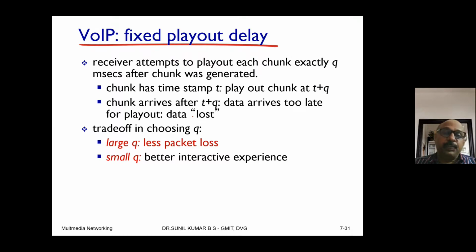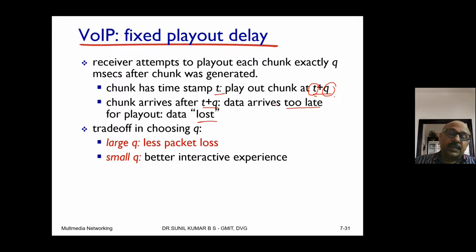Now the fixed playout delay, wherein you will be having a chunk exactly of q milliseconds, and it was generated and it has got a timestamp of t, that is, play out the chunk at the rate of t plus q. The reason is the chunk play out time is q and the timestamp is t. So it will require t plus q time to play out. If the chunk arrives after t plus q, it means the data arrives too late and hence the data is not useful. It is to be destroyed or it is lost. So that is why we have to do some work on this.